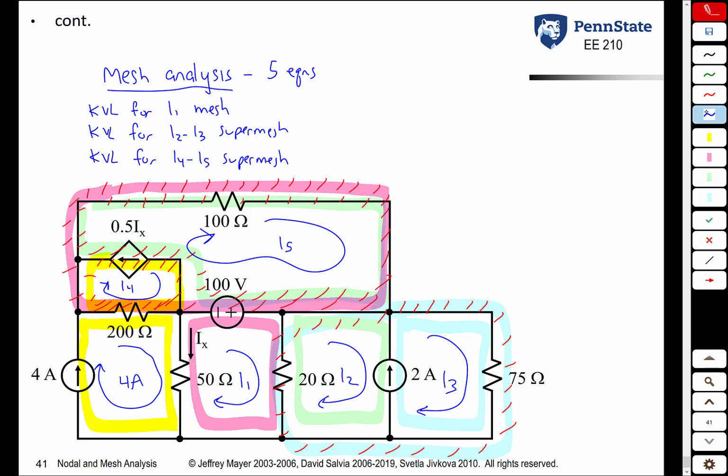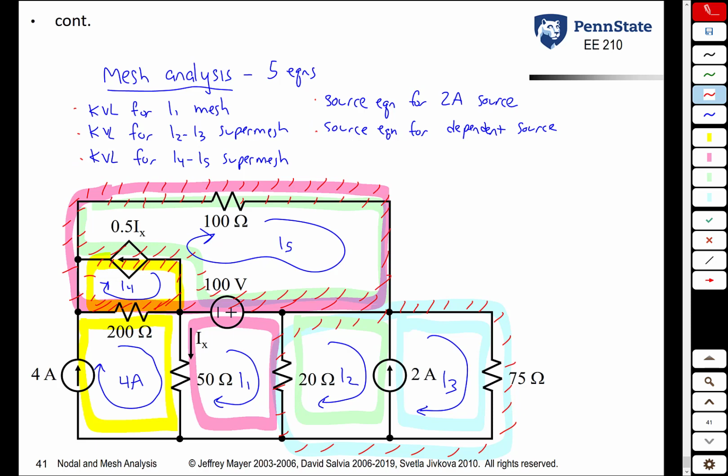Finally, every time you have a supermesh, you have an associated source equation. So the 2 amp internal branch current source is going to give us a source equation. It's what? I3 minus I2 is equal to 2 amps. So we're going to have a source equation for the 2 amp source. And then the current controlled current source. It's a current source. The fact it's dependent doesn't change the fact that it's a current source. We're going to have a source equation for that. And that's where we get our 5 equations from. KVL, supermesh KVL, supermesh KVL, source equation, source equation.